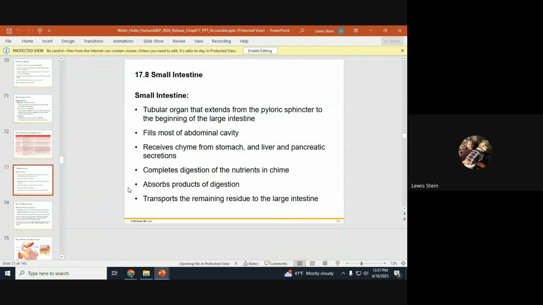But other than that, it's non-essential. You don't need a colon. Okay? So it's nice to have. I'm not recommending you lose yours.